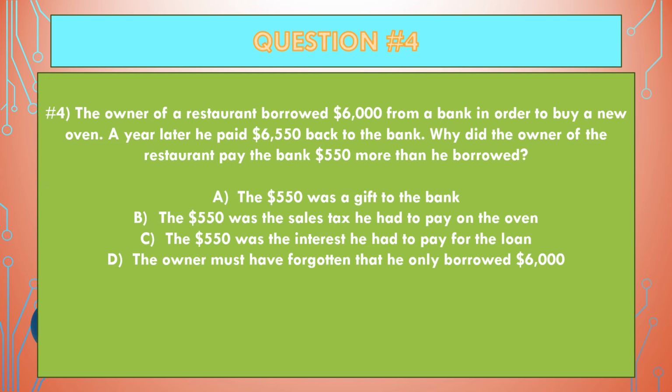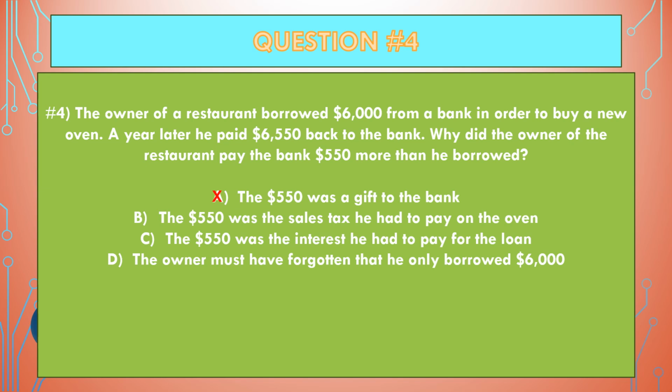Let's take a look at question number 4. Now, the owner of a restaurant borrowed $6,000 from a bank in order to buy a new oven. A year later, he paid $6,550 back to the bank. Why did the owner of the restaurant pay the bank $550 more than he borrowed? A says the $550 was a gift to the bank. Now, most people, no people, go around giving gifts to banks. That doesn't make any sense. So we're going to put an X on that one.